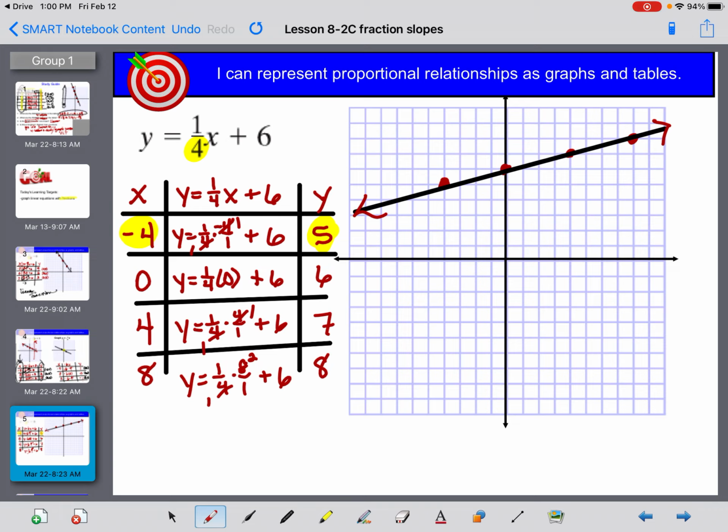Is it linear? You bet it is. Is it a function? Well, now we have to check these x values. Do any of them repeat? No. Or you could do the vertical line test. And it passes the vertical line test. So this is an example of a linear function.